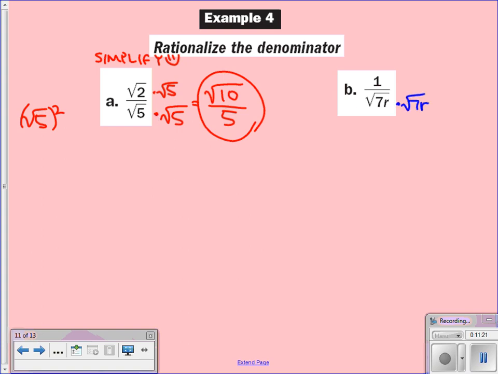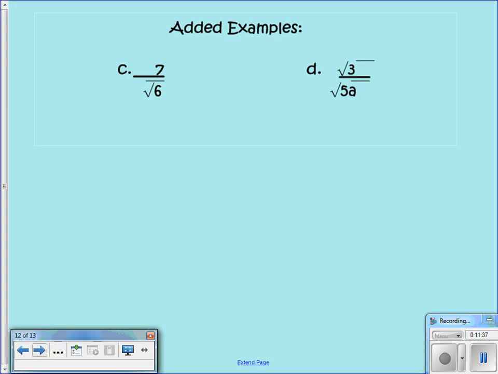Multiplying by the square root of 7r. Leaves you 7r in the denominator, but if you multiply the bottom by the square root of 7r, you have to multiply the top. And 1 times the square root of 7r is just the square root of 7r. And there's your final answers. That is law number 3.